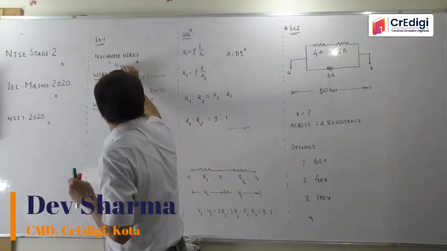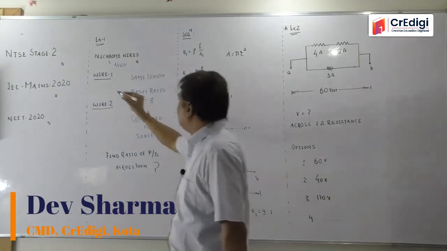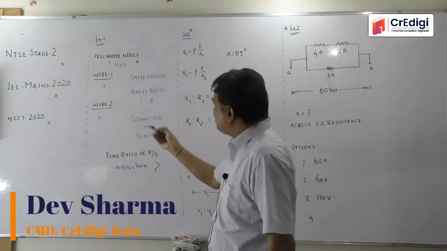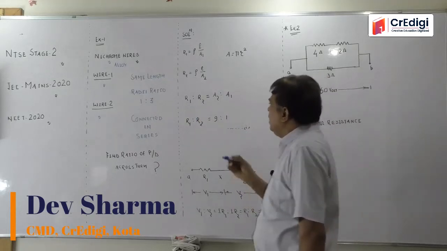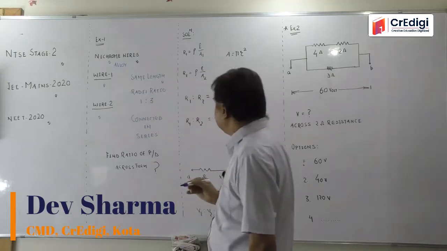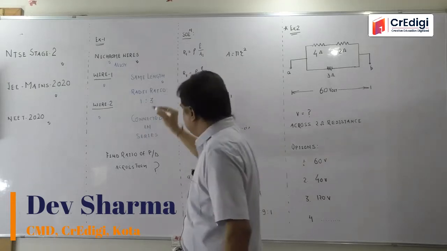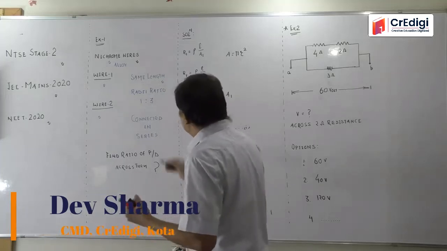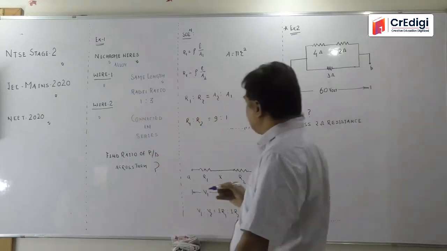Nichrome is an alloy of nickel and chromium, and from nichrome there are two wires, wire number 1 and wire number 2. We are just going for an example which is related to the NTSE Stage 2 examination, JEE Mains and NEET. So there are two wires of nichrome. They have the same length, their length is not different, and the wires are cylindrical as usual, and their radii ratio, that is, the radii of their circular cross-sections, for wire 1 is 1 and for wire 2 is 3, means it is in the ratio of 1:3.